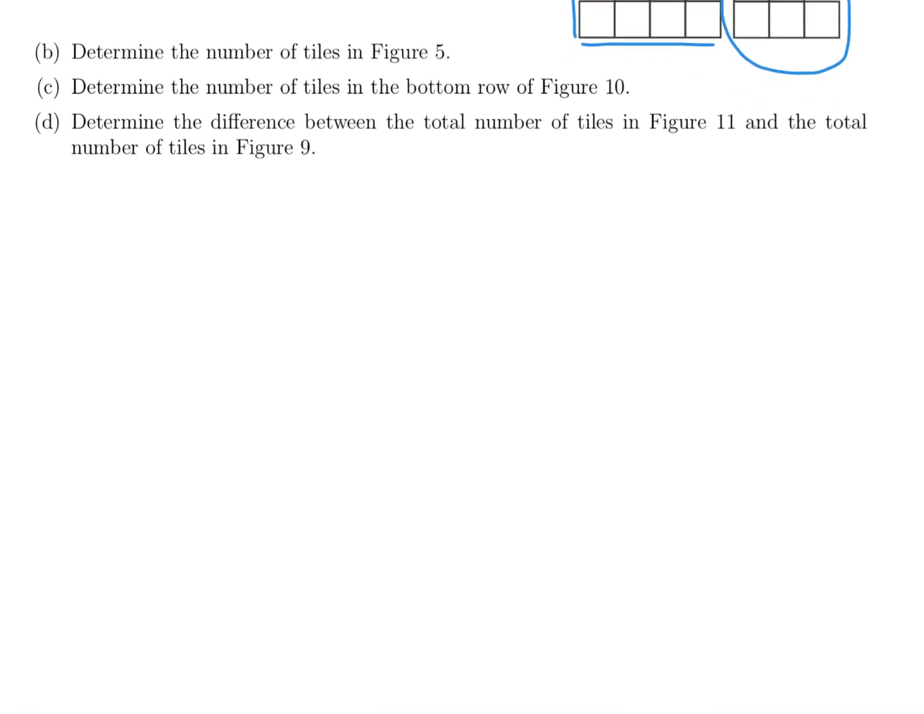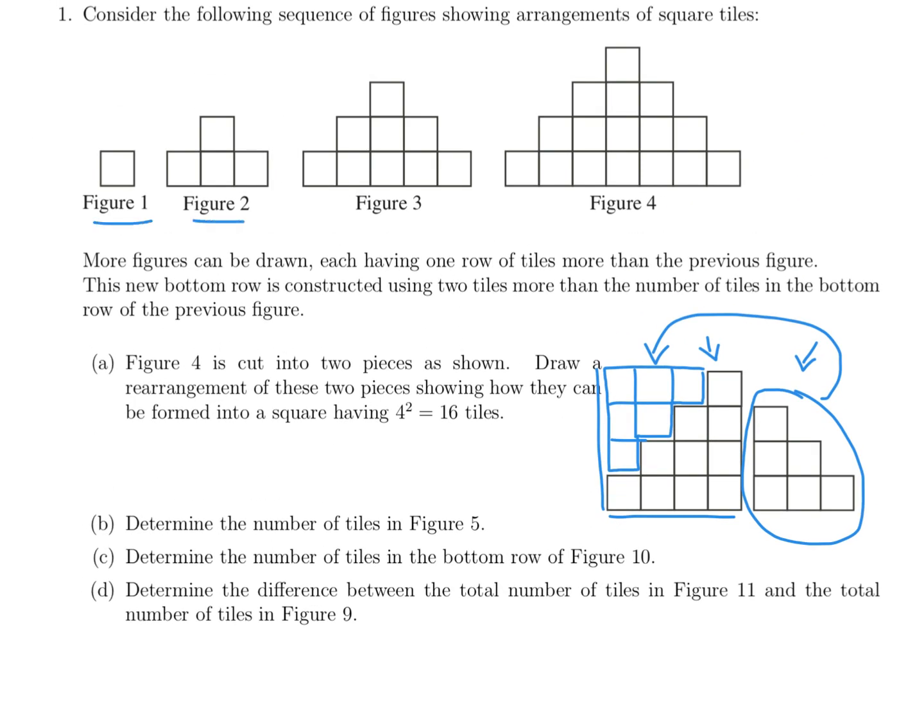Determine the number of tiles in figure 5. If you look at figures 1, 2, 3, 4, this is 1, this is 4, but instead of writing 4, I want to write it in terms of how many are in each row. So it's 1 and 3, so it's 1 plus 3. Here it's 1 plus 3 plus 5. And then here it's 1 plus 3 plus 5 plus 7. So I'm sure you can get an understanding of how this is progressing.